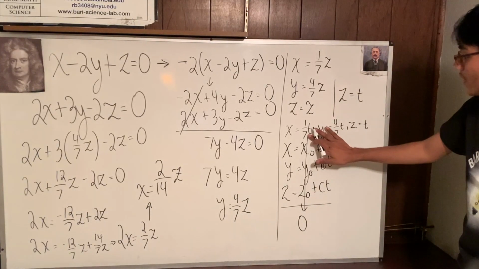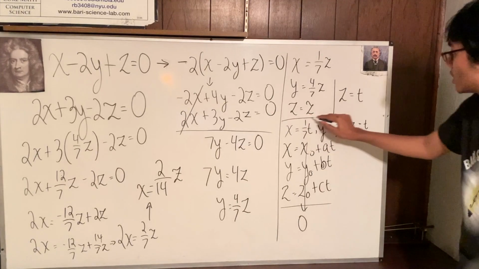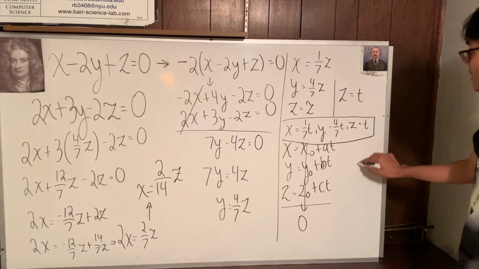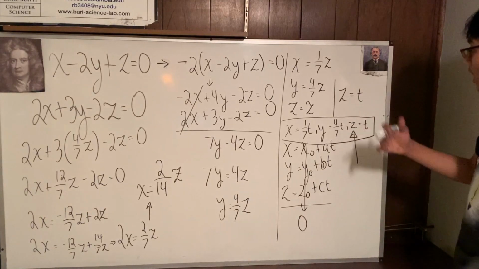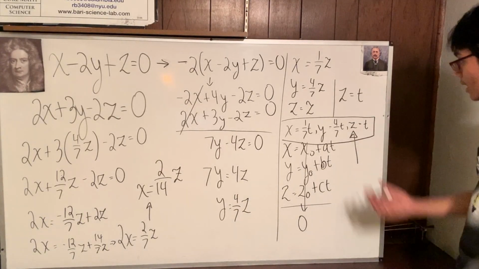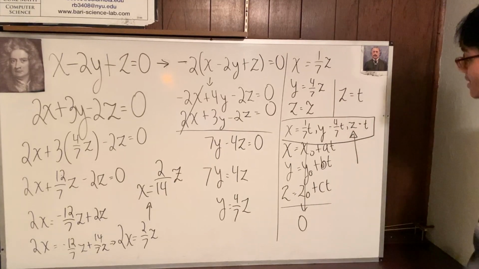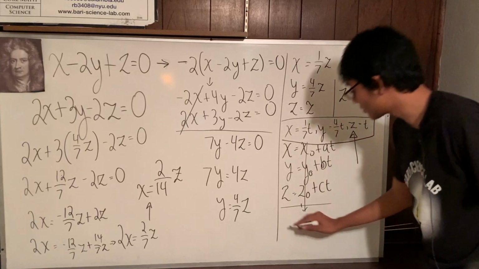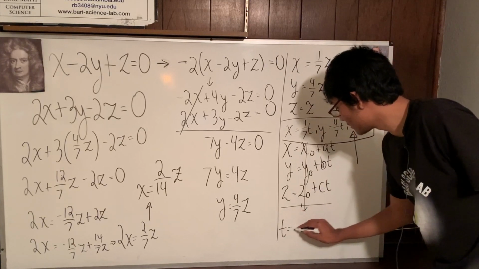And so this is the equation of our parametric line that we're going to be left with. X is equal to 1 over 7t, y equals 4 over 7t, and z is just equal to t. And of course you can write this in symmetric form as well. I'll do that for my die-hard symmetric fans.